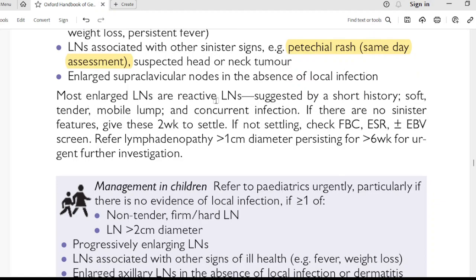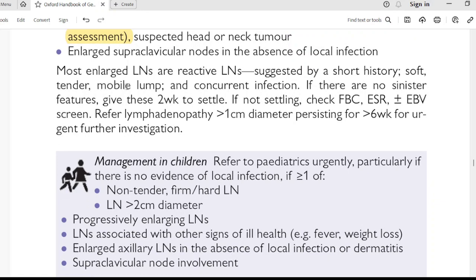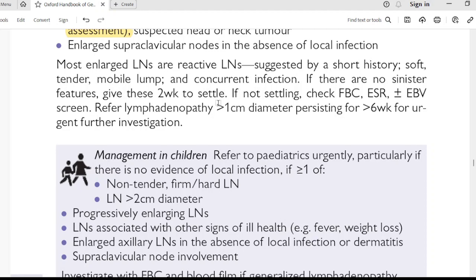Most enlarged lymph nodes are reactive lymph nodes, suggested by a short history, soft, tender, mobile lump and concurrent infection. If there are no sinister features, give these 2 weeks to settle. If not settling, check FBC, ESR plus EBV screen. So if after 2 weeks they are not settling, then check your full blood count, ESR and Epstein-Barr virus serology screen. Needed for lymphadenopathy more than 1 centimeter in diameter persisting for more than 6 weeks for urgent investigation. More than 1 centimeter and 6 weeks.